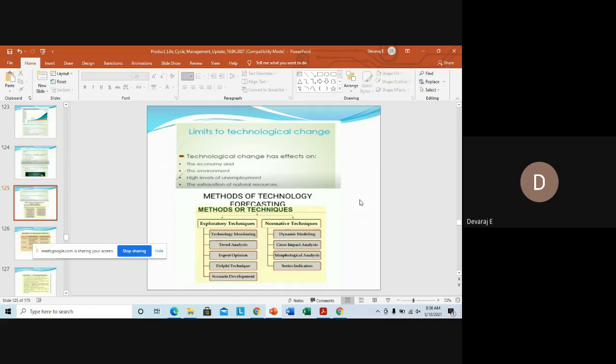So exploratory indicates, I'm telling you a number of times, that they will analyze what technology we have today, update those technologies in the existing product, and supply them to the customers. In exploratory, you can see there are five different types of techniques: technology monitoring, trend analysis, expert opinion, Delphi technique, and scenario development.